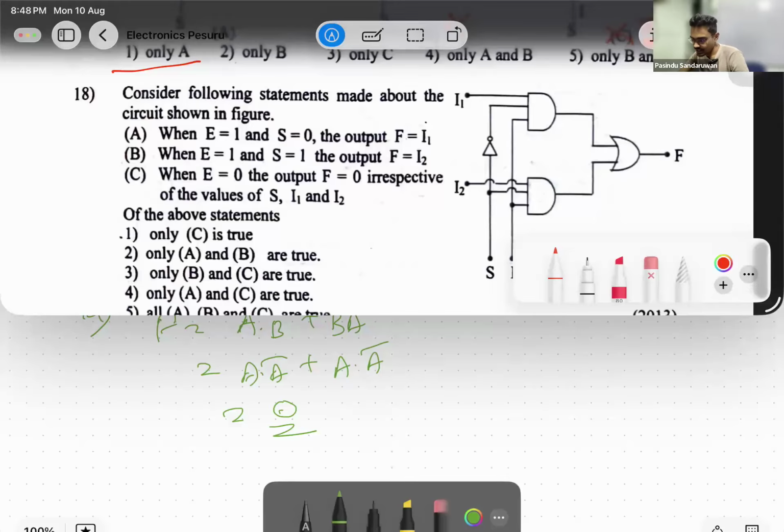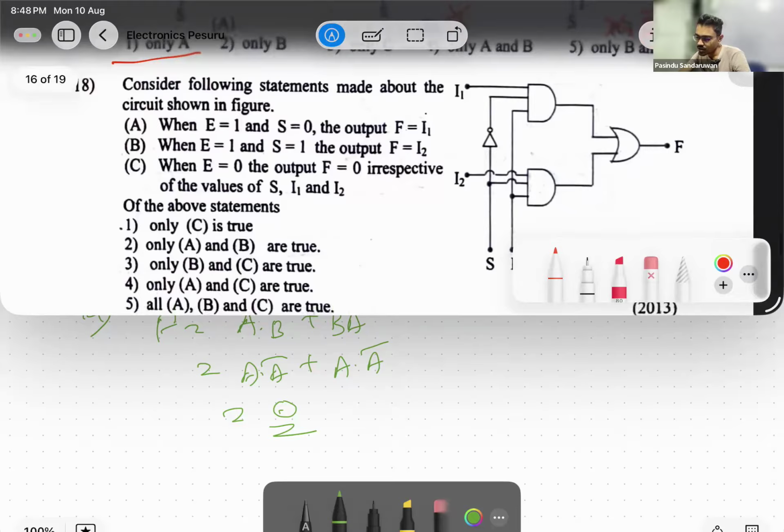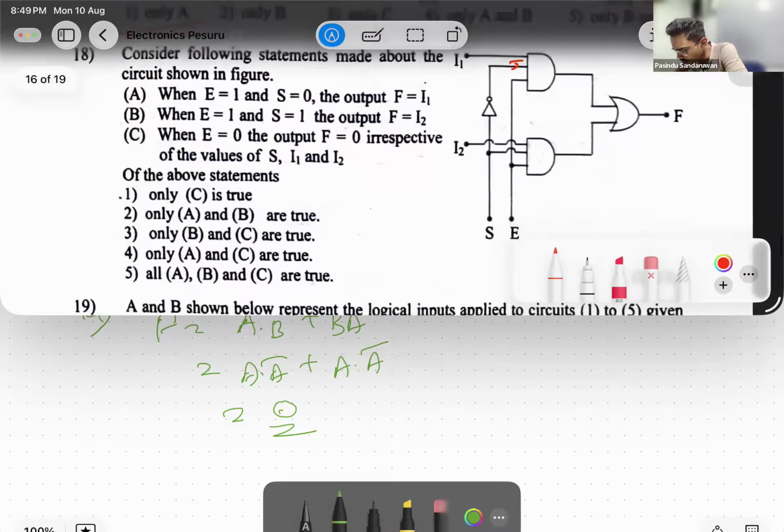18. Consider the following statements made about the circuit shown in the figure. Then write the output again. Then this is I1. This is S, means this is S bar. And this one is E.